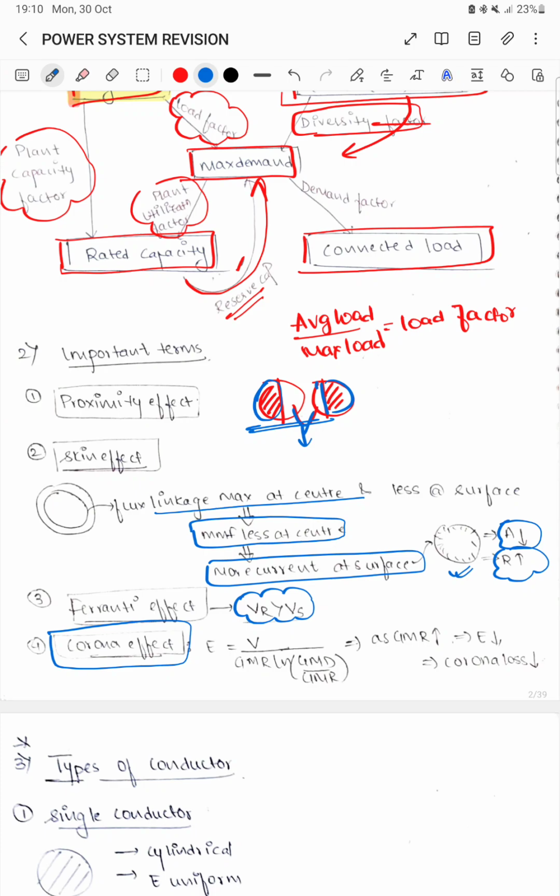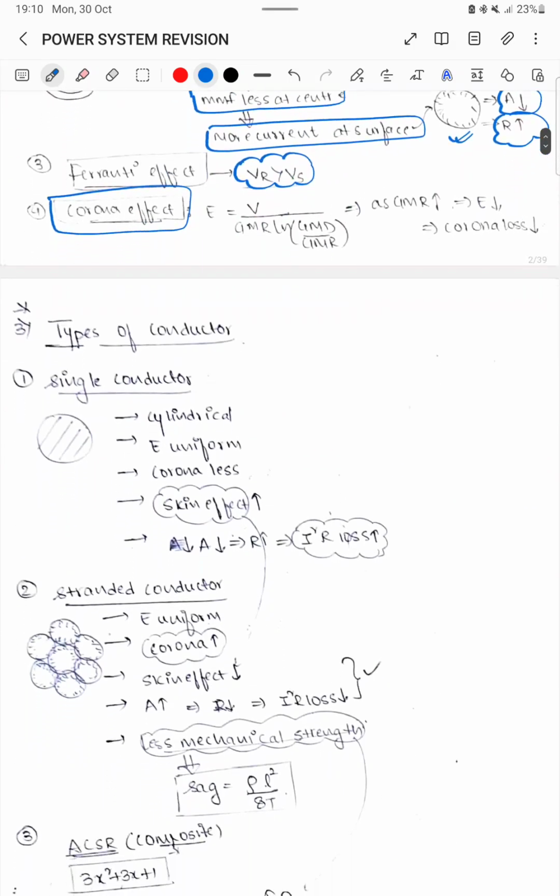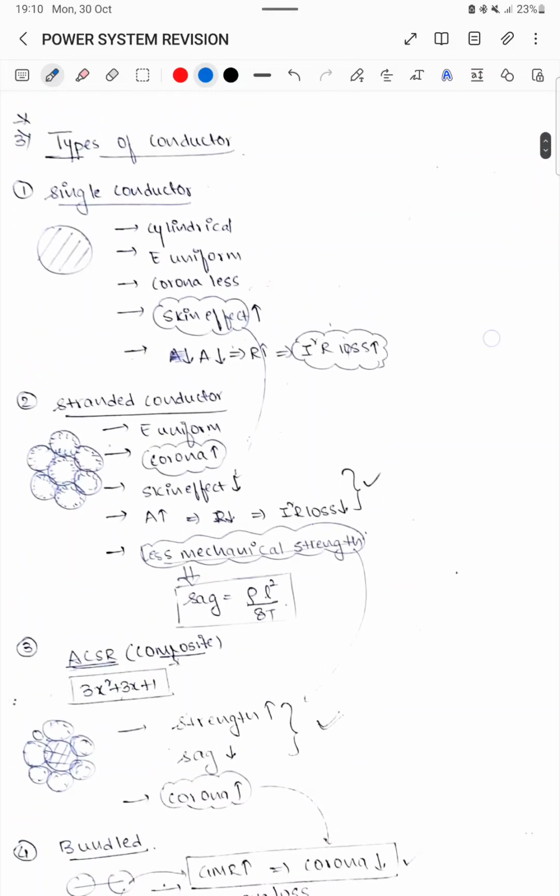Corona effect is directly proportional to electric field E, and E is inversely proportional to GMR. So if GMR is increased, corona loss would decrease, and that's why using bundling we'll try to increase the GMR. We'll see that. Okay, so let's move ahead to types of conductor.